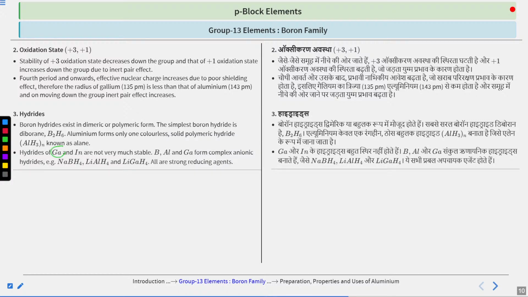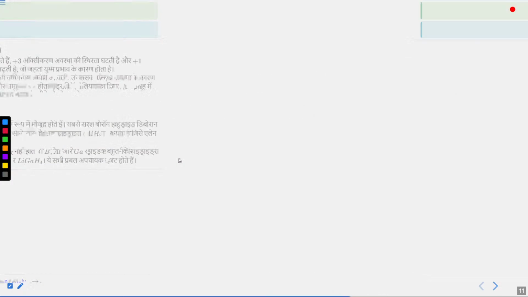Now the hydrides of gallium and indium are not stable, whereas boron and aluminum form complex ions like NaBH4. We know it is a reducing agent, similar to LiAlH4 and LiGaH4. All are strong reducing agents, because their hydrides are not stable and they quickly donate hydride and reduce the other elements.